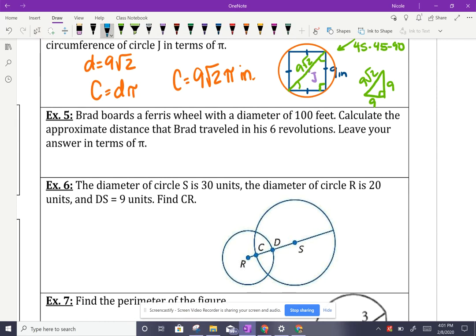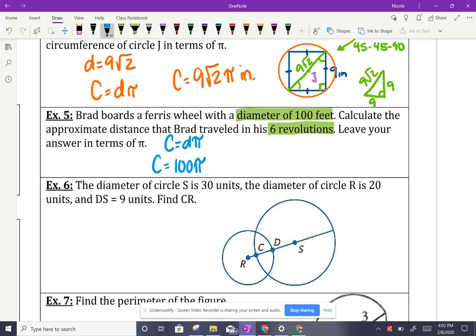All right, our next example says Brad boards a Ferris wheel with a diameter of 100 feet. Calculate the approximate distance that Brad traveled in his 6 revolutions. So the diameter is 100 feet, and he's traveling 6 times around the Ferris wheel. So we want to know how much in those circles that he's making, how far he has traveled. So how many loops, and then we need the circumference. We have the diameter, so C is equal to D times pi. So the circumference is 100 pi.